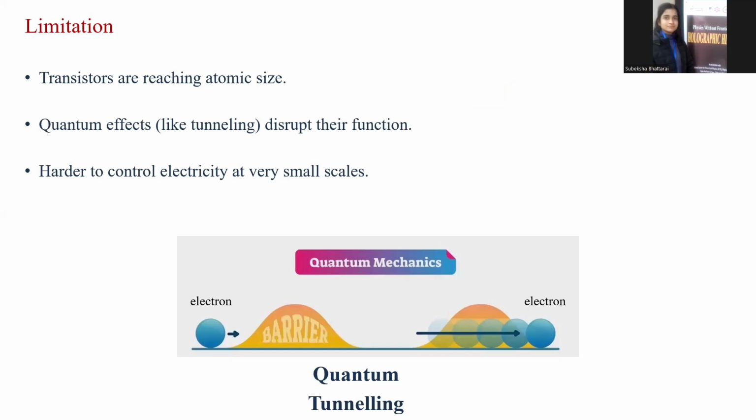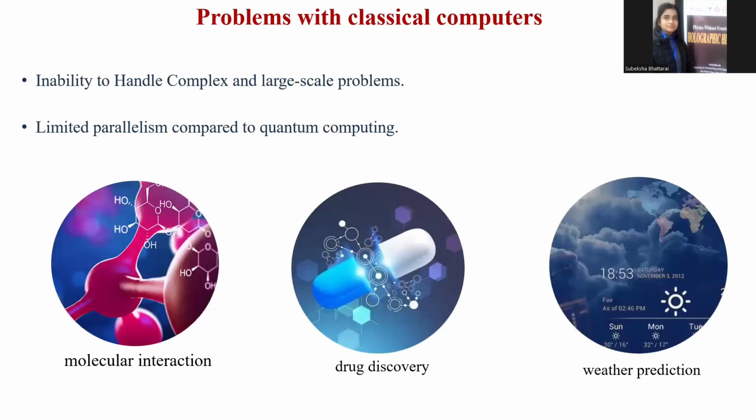However, at this tiny scale, transistors are almost as small as atoms, and quantum effects like tunneling start to disrupt how they control electricity, making it much harder for classical computers to work reliably. Classical computers are amazing, but they have limits, especially when it comes to simulating complex things in nature, like atoms or molecules.